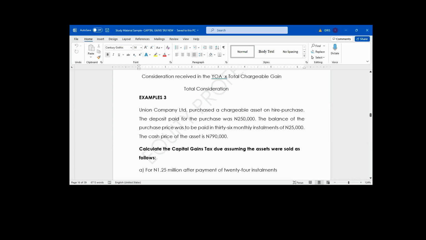Example 3. I will read first. Union Company Limited purchased a chargeable asset on hire purchase.